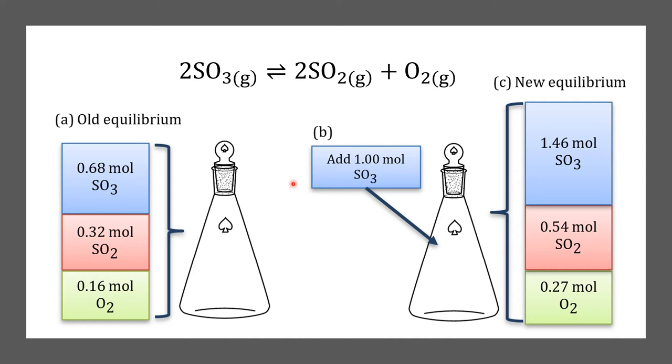The direction of change that we learned previously is that when adding reactant, the equilibrium will shift to the right, producing more product. As you can see here, at the new equilibrium, you have more product. 0.32 increased to 0.54, 0.16 increased to 0.27, and the amount of the reactant in total is less than 1 plus 0.68. It used some of that to make more product. So the reactant itself has only 1.46 remaining. Let's calculate.